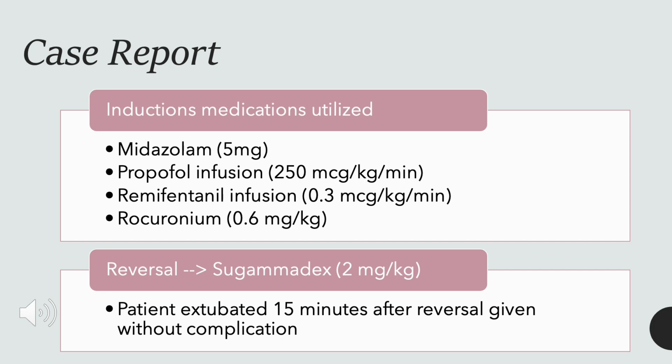And the case was about 90 minutes long. At the end, the patient was reversed with sugammadex at 2 milligrams per kilogram, and this was based on the patient's train of four and other signs used for that reversal. The patient was extubated 15 minutes after receiving the reversal, and there were no complications with that extubation or in the PACU hours later.